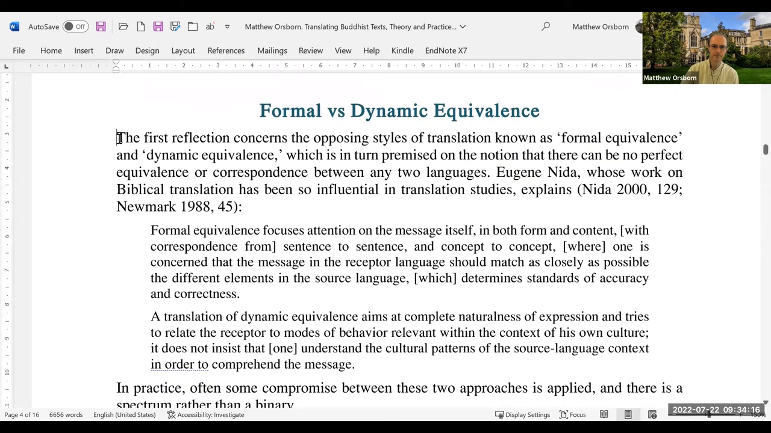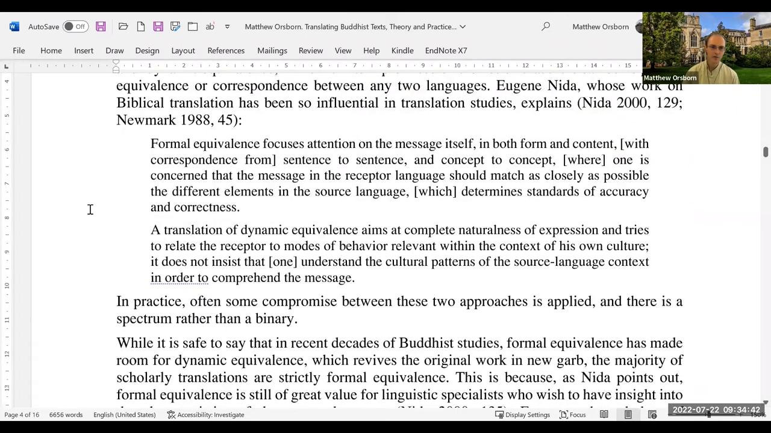Okay, so first let's look at formal versus dynamic equivalence. The first reflection concerns the opposing styles of translation known as formal equivalence and dynamic equivalence, which is in turn premised on the notion that there can be no perfect equivalence or correspondence between any two languages. So Eugene Nida, whose work on biblical translation has been so influential in translation studies, explains it as follows.